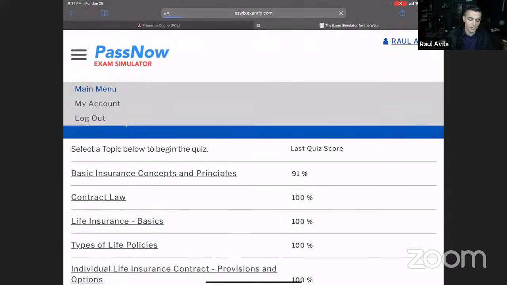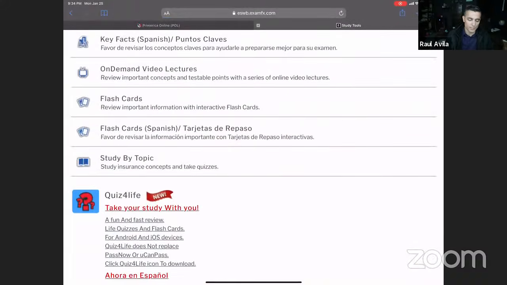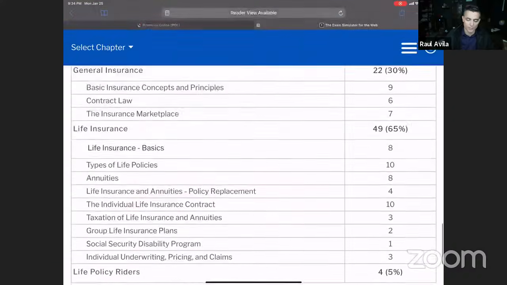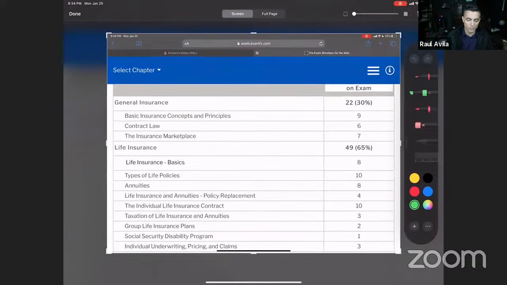So I'm going to go to main menu. I'm going to go to the middle section, click OK. I'm going to go to study by topic and then go to the introduction. And let's check out the bottom, which is a big chunk of the test. Right now, which one did we do? We did life insurance. Nope, not that one. We did types of policies, and there are going to be 10 questions on the exam, which is the biggest one, dude. That's why I like to go over types of policies, because it's a big chunk of the exam. But right now, we're going to do 12 questions on the other 10, which is the individual life insurance contract.